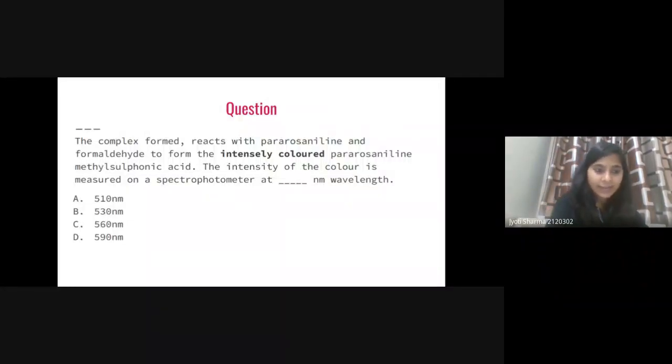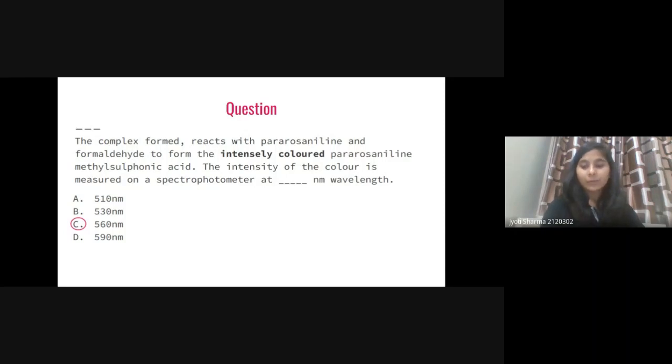Nishan gave me answer C, that is 560 nanometer, and Rashmi A, 510 nanometer. Again, I need some majority. Mohammed is with Nishan, and he gave me answer C, that is 560 nanometer. Sanjeev, C, 560. Okay, so I got the majority for this C, so I will go with answer C, 560 nanometers.